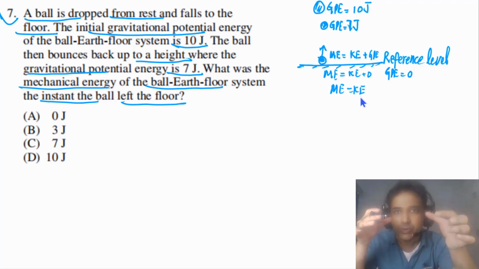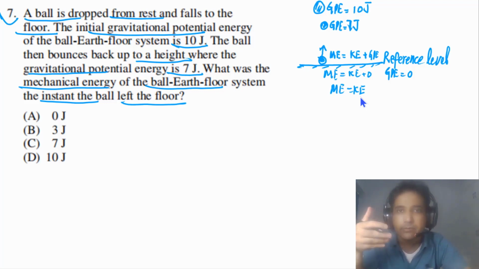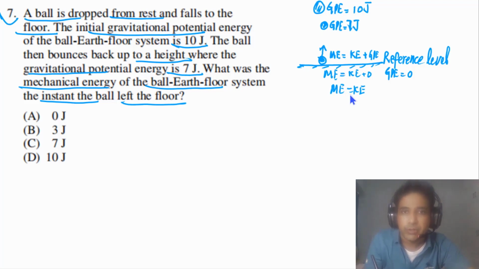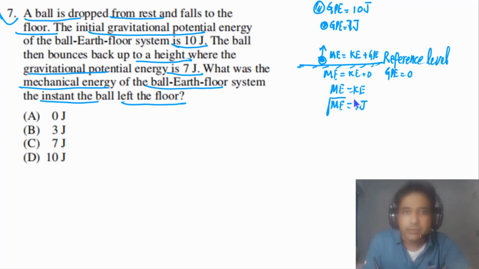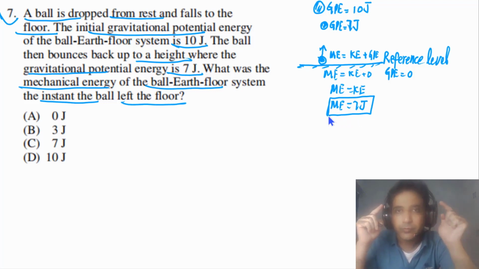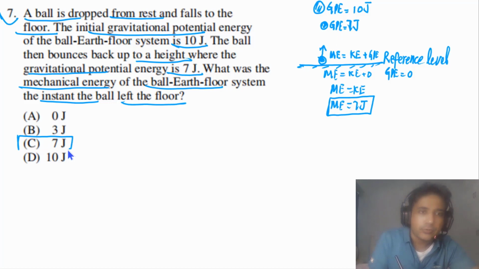As in this case there is no air resistance, when the ball rises, its kinetic energy will be converted into GPE. So at this point we can say kinetic energy has to be equal to 7 joules. So the mechanical energy of the ball when it just leaves the ground has to be equal to 7 joules by conservation of mechanical energy. So here the ball has kinetic energy. At this point kinetic energy will be converted into GPE. So the answer for this question has to be C.